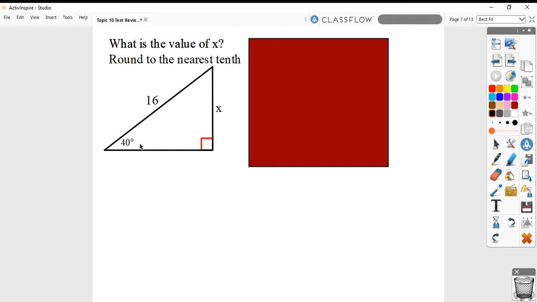Okay, so when we look at this triangle, we've got one angle here. This is the one that we're going to be dealing with. You can go ahead and mark that off. That's the angle that we're going to be dealing with. And you can see that the two sides that we're going to be dealing with, one of them that's given right here, the 16, that's the hypotenuse. And this side x that we're looking for, that is the opposite.